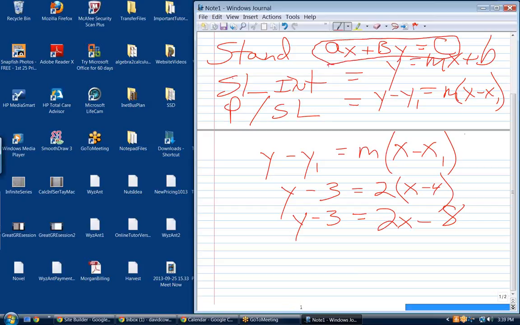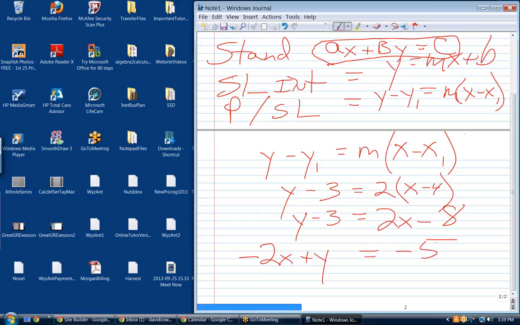So you'd subtract the 2x from the right side and get 2x plus y minus 3 is equal to negative 8. Okay, and then let's move that minus 3 over. Add it to the negative 8, so you get negative 5. And there's your standard format.